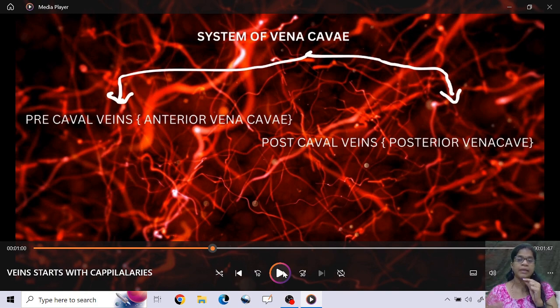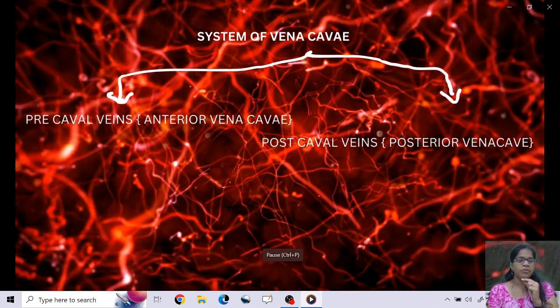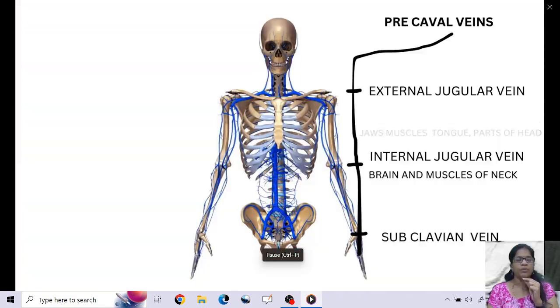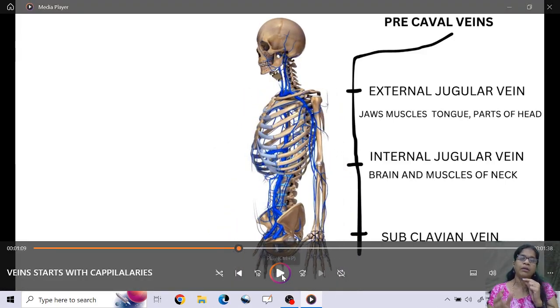Now let's start in detail with the two precaval veins. They are also called the anterior vena cava, and the postcaval vein is called the posterior vena cava. The precaval veins are two in number: the left precaval vein and the right precaval vein. So we don't get confused, each of them connects its own side, the left and right parts of your body.